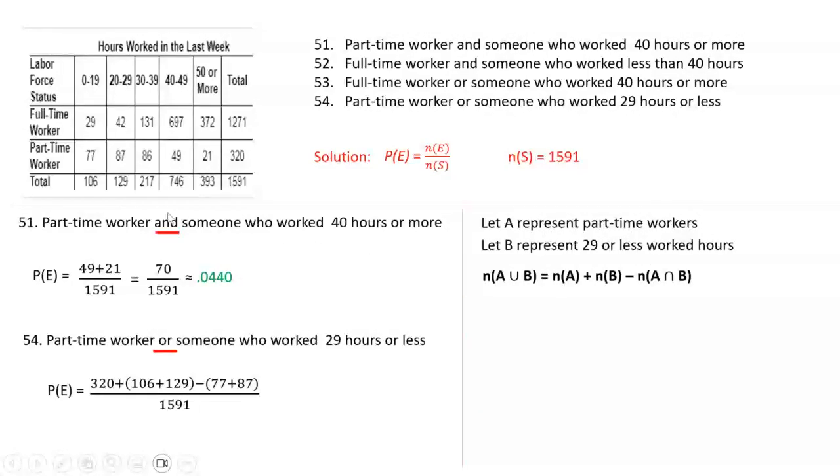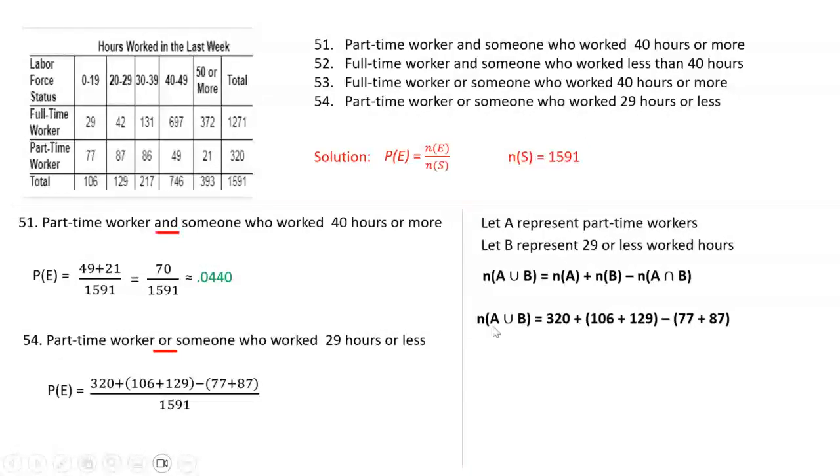So N of A, how many are part-time workers? Will be the 320, right? The ones that work 29 hours or less will be 106 and 129. You see here from the bottom, from 0 to 19 hours is 106, and 20 to 29 hours is 129. Minus, right, where they intersect.